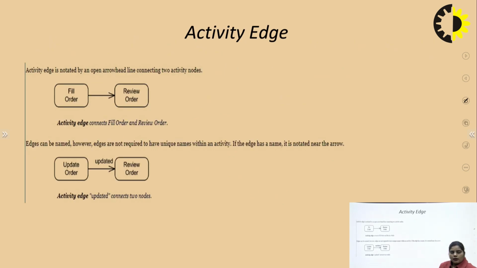So what are the activity edges? Basically the activity edges are notated by an open arrowhead line connecting the two activities, and edges can be named. However, the edges are not required to have a name.